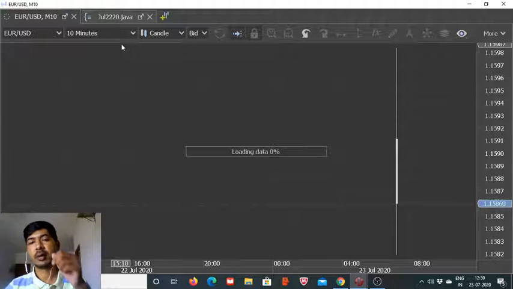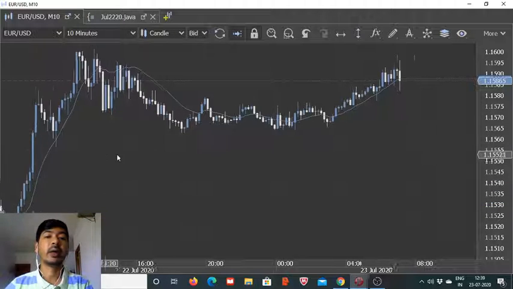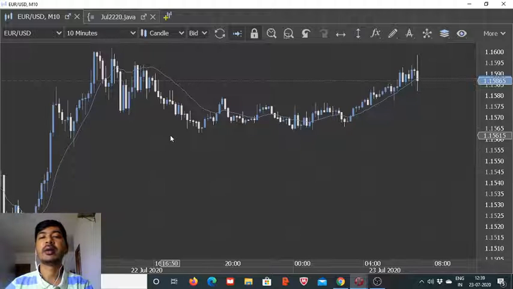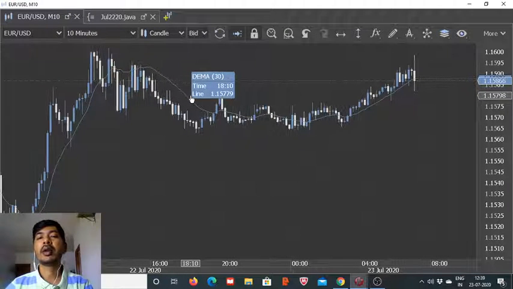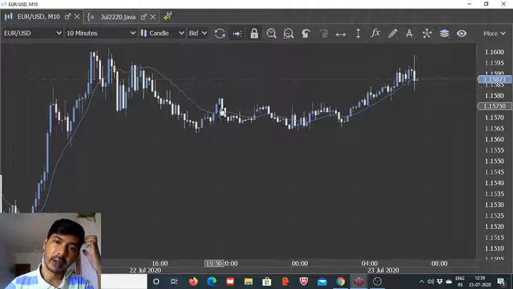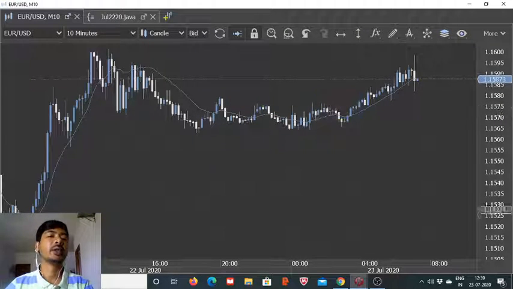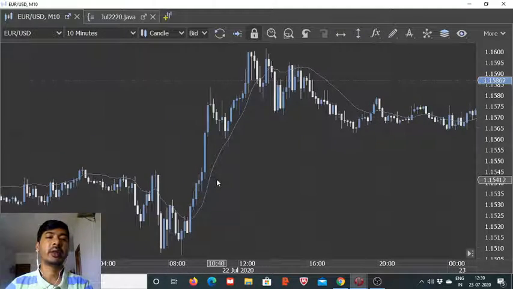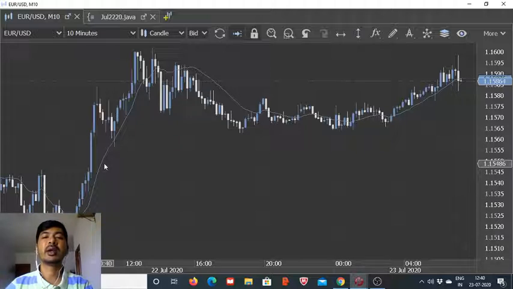As it is taking the time period from the chart, it is the same as the chart time period. So here this is now being calculated on 10 minute candle data, and here we have this formation in place where you can see that it is trying to follow the price action to the extent possible.